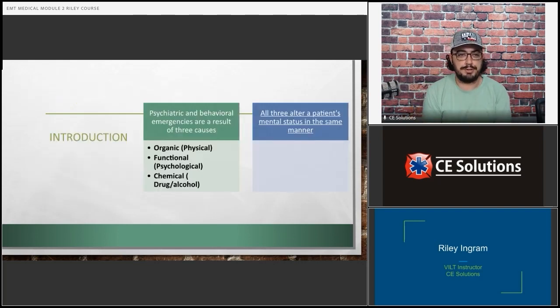All right, so introduction. Psychiatric and behavioral emergencies are a result of three different causes. You've got organic or physical, functional or psychological, or chemical, drug or alcohol. All three alter a patient's mental status in the same manner. And it's just going to take some type of detective work or investigative work to determine which one of these is causing that psychiatric or behavioral emergency. Okay.